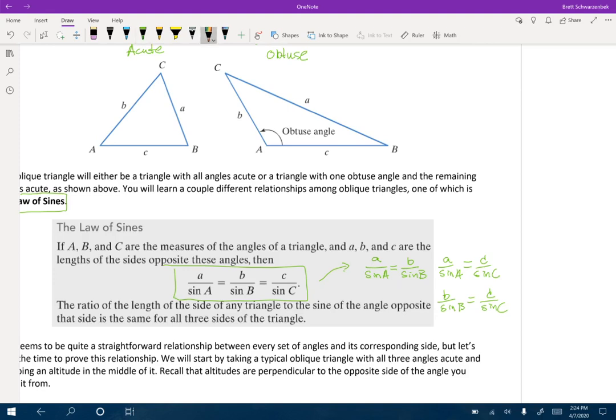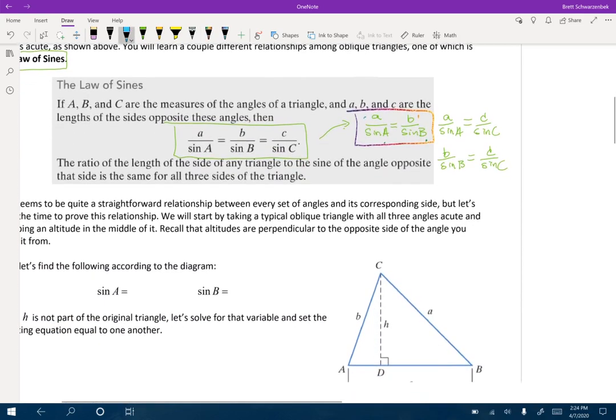Now, the key in using these equations is that if you look at it, this actually has four variables: little a, little b, big A, and big B. So the key to this formula is that if three of those variables have values, then you should be able to solve for the remaining variable in the problem. That is the whole focus of the law of sines.